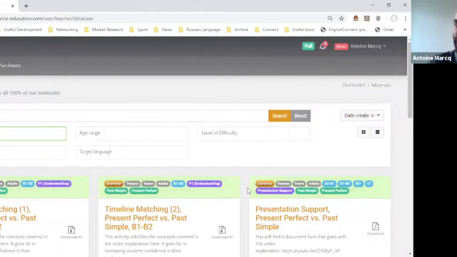Any questions, comments so far on present perfect explains now? I'm just checking on the different chats. No questions whatsoever.